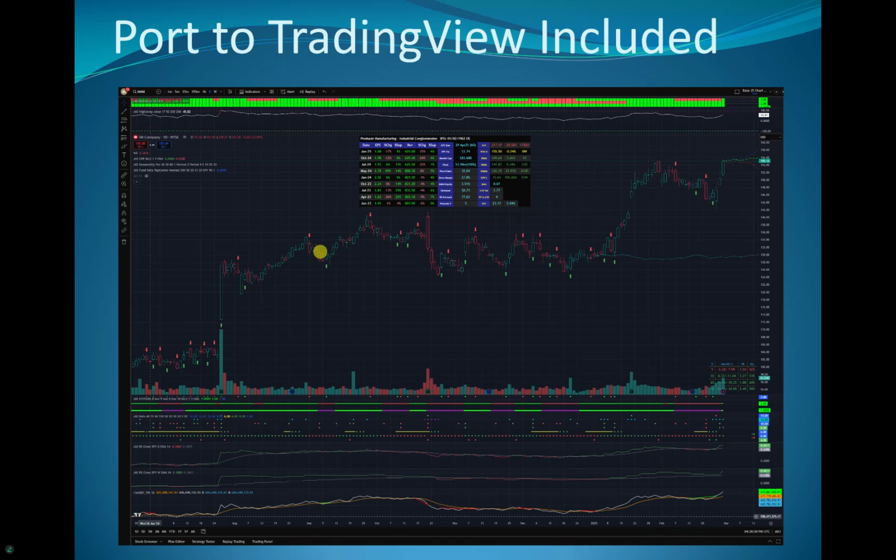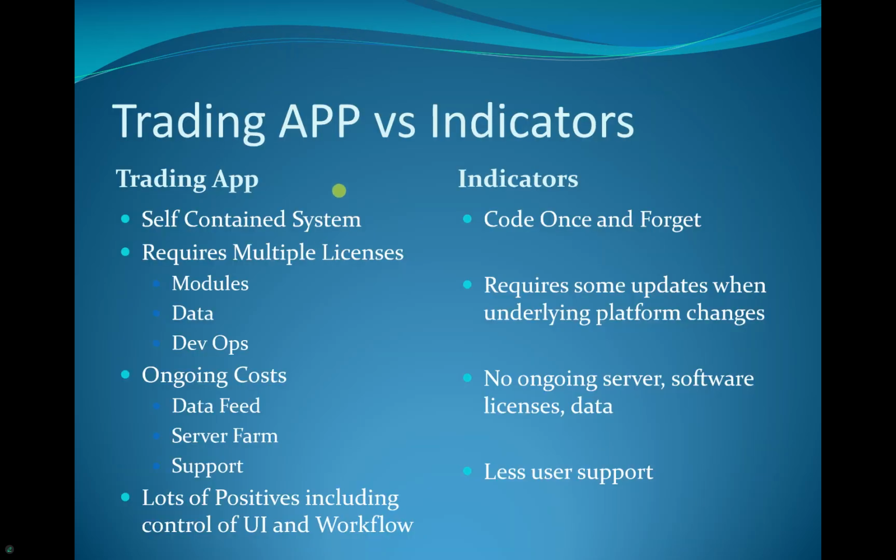I'll talk about this in a second. Now, I'm going to get to the price and then I'm going to jump into the program. You know it's not cheap. I hope no one hates me, but it's not. The trading app is expensive.